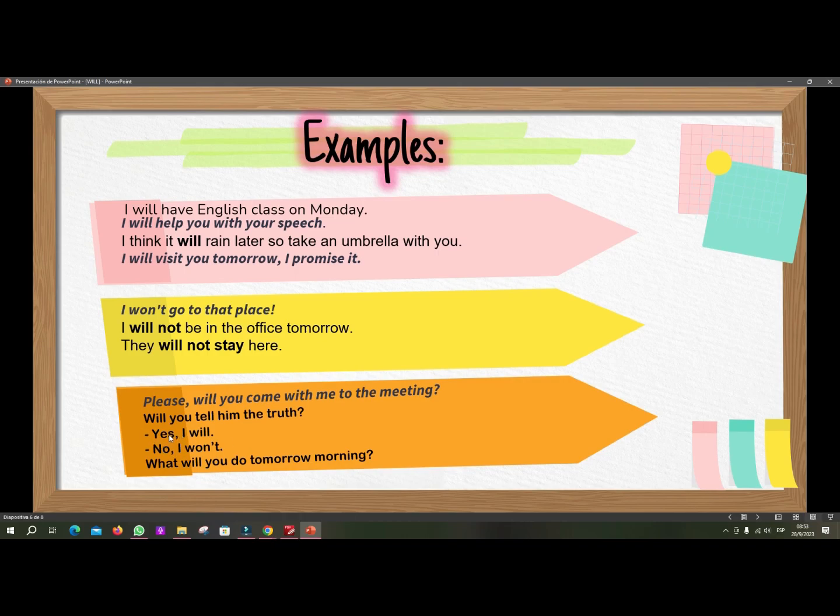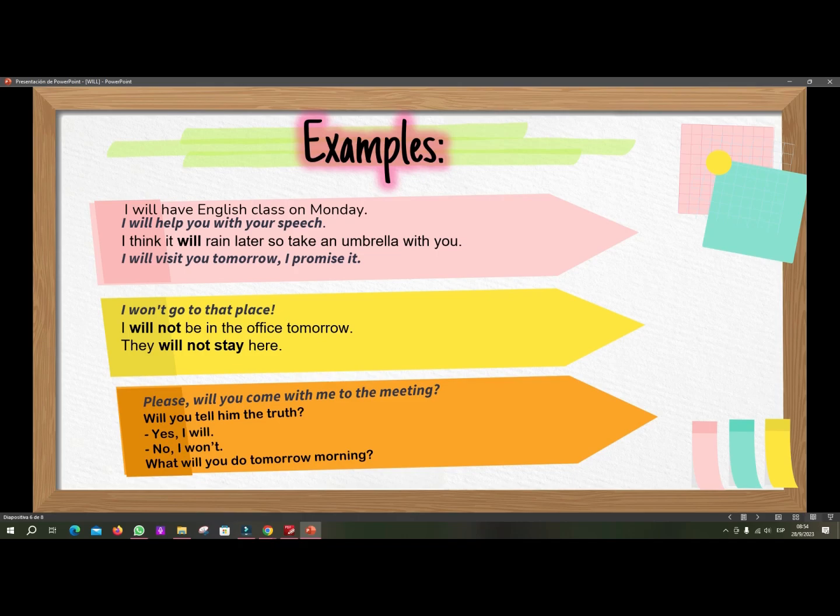So in this case, yes, comma, the subject of the question or the answer, right? And here, will. You don't need to add extra information here, right? Also, if it is negative, no, comma, the subject and won't or will not. Okay? Also, here you have a WH word question.